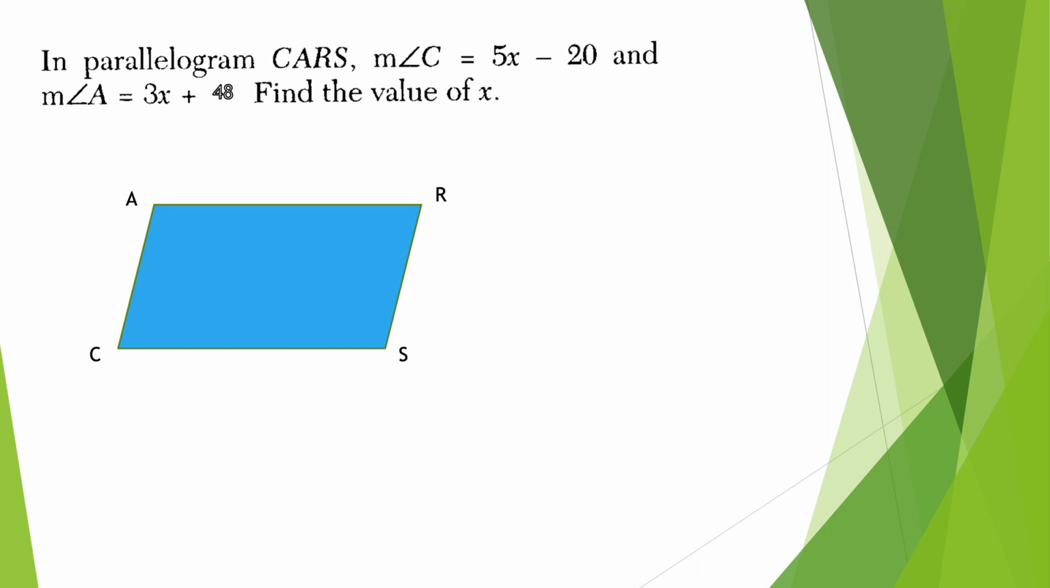Okay, so you notice that C and A are next to each other, which means together they are the consecutive interior angles. So 5x minus 20 plus the 3x plus 48 has to equal 180. Getting all of my x's together, that's 8x plus 28 is 180. Subtracting the 28 from both sides, 8x is 152. Dividing by 8, x is 19.